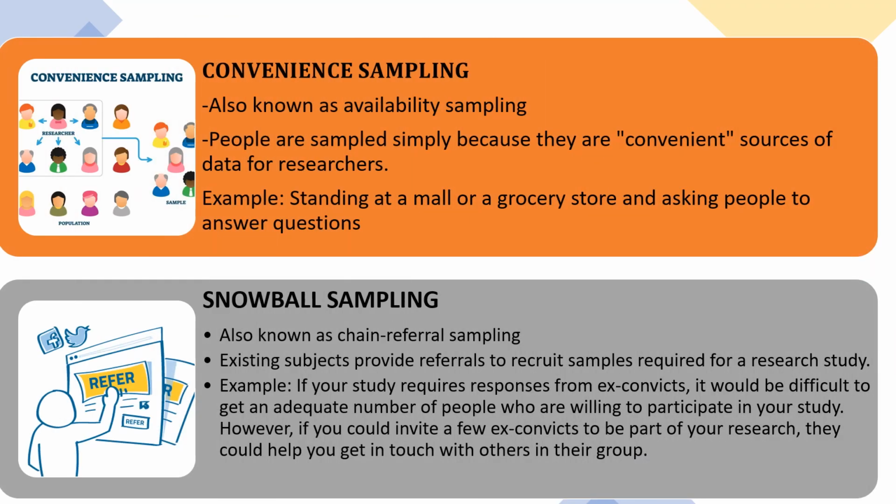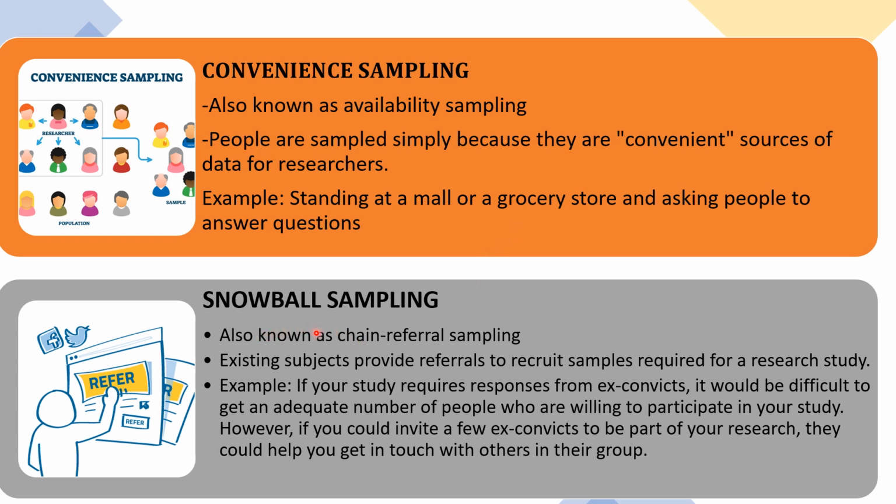Next is convenience sampling, also known as availability sampling. People are sampled simply because they are convenient sources of data for researchers. It is used when the researcher automatically includes the persons who show willingness to participate in the study. Example, standing at a mall or a grocery store and asking people to answer questions.